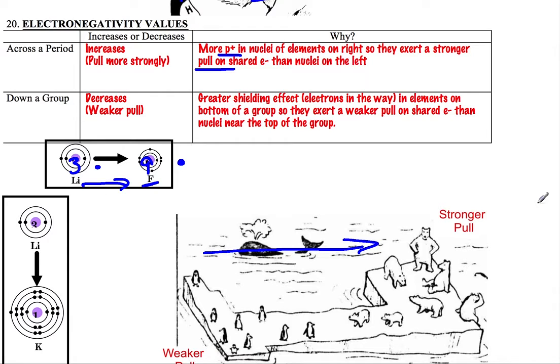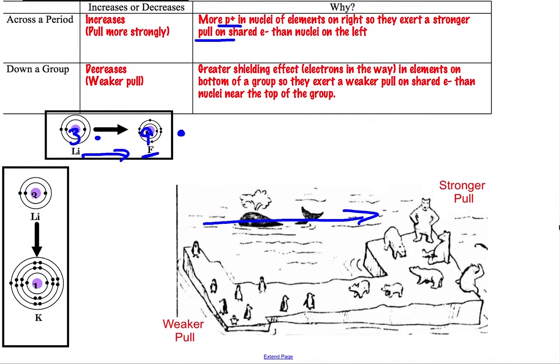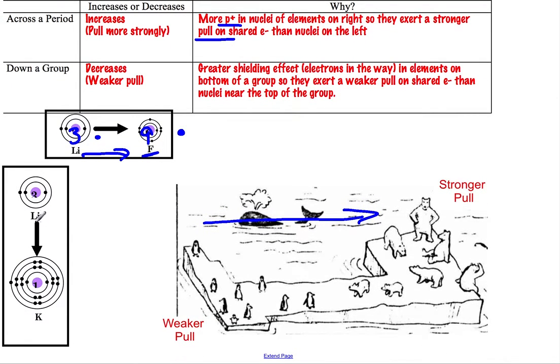Now, as we go down a group, we basically have the problem of electrons in the way. So here's the nucleus trying to pull on an electron here. Now, the nucleus has 2 energy levels in between it, and then it can exert a force. This nucleus, if it wants to pull on another electron, it's got all these energy levels in the way. So this nucleus can't do a really good job pulling more electrons in. So these guys are very weak, and up at the top, these guys are very strong, comparatively speaking.